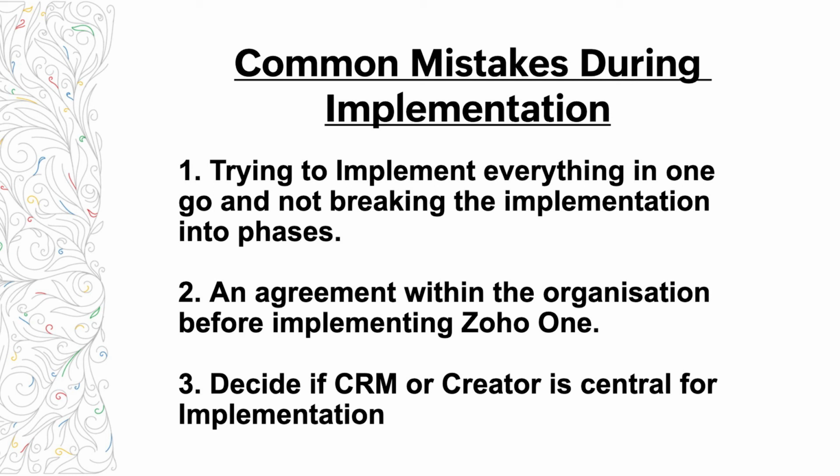And the second point is very, very key: an agreement within the organization before implementing Zoho One. See, if we are a startup, say for example a 2-person or 3-person company, or someone with fewer than 10 people, it might not be a problem for the entire company, because you will be able to make a decision.